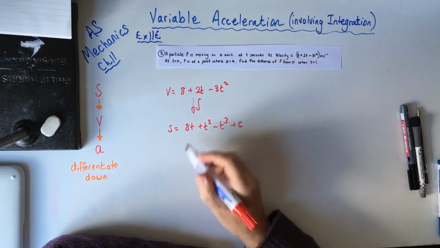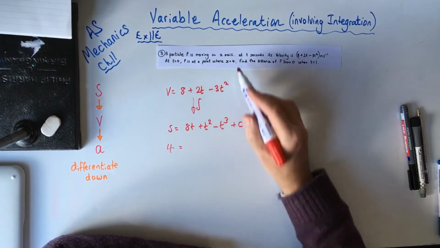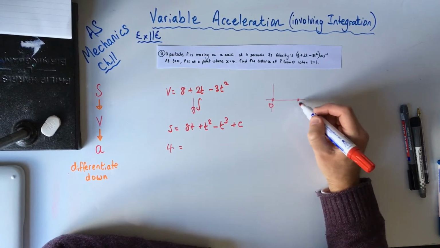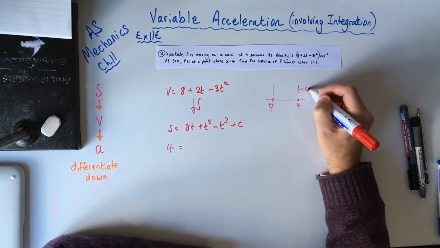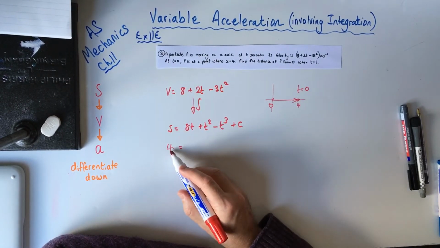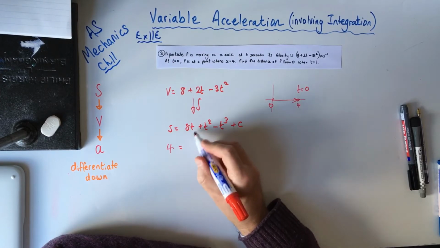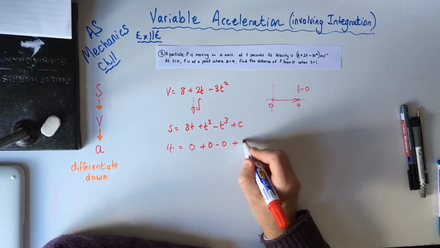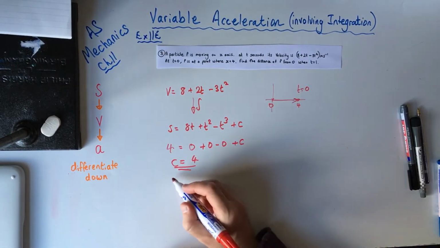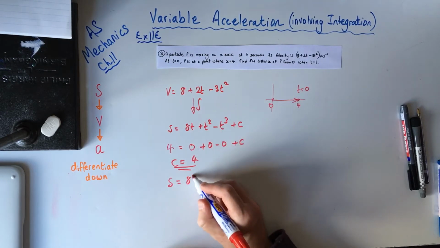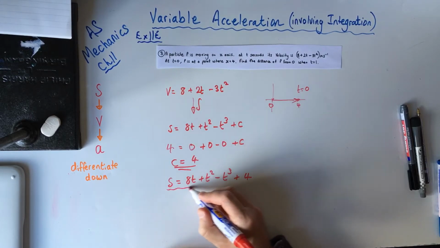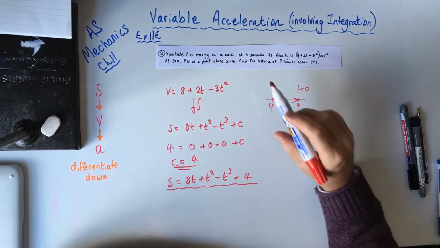Now we know that it's already at 4. It's moved along the x-axis from the origin, and it's at 4 here at t equal to 0. So if we put the displacement as 4 when t is 0, we've got 8 times 0 plus 0 minus 0 plus c. We can see that c is 4. So now we know that the displacement is 8t plus t squared minus t cubed plus 4. That's the displacement. Now we can answer the question.